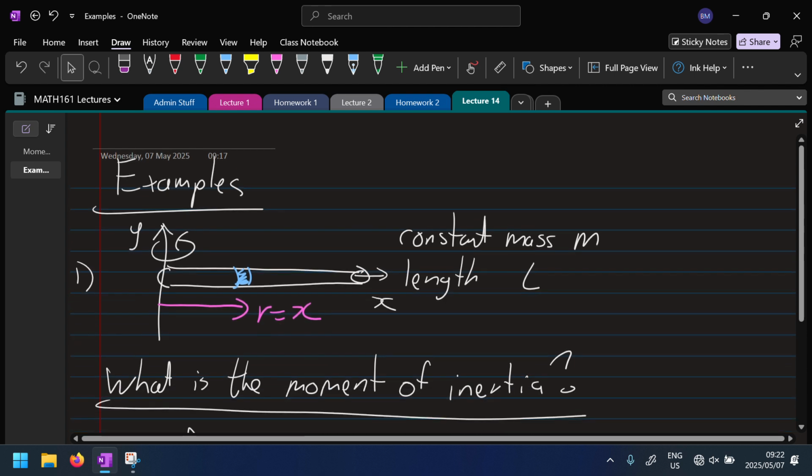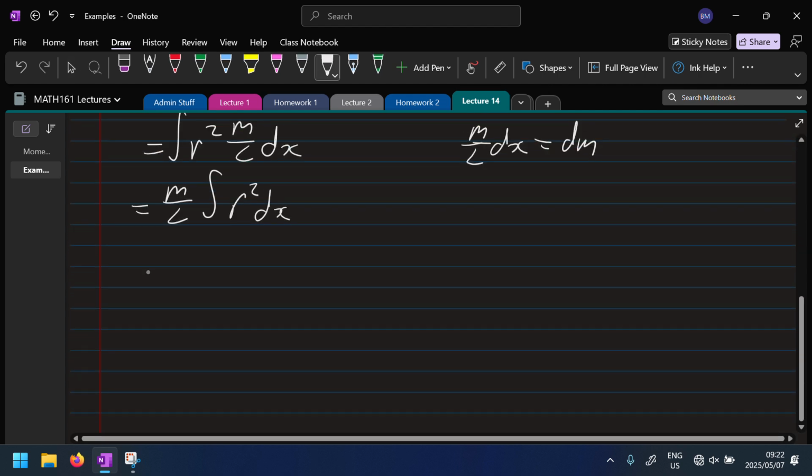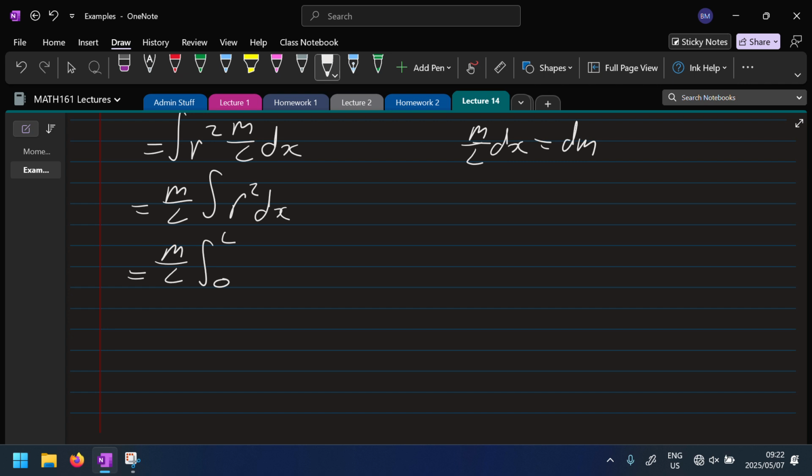What about the bounds? Well, we're integrating over x, so we're going to start from 0, and we're going to end at the length of the rod. So here we start at 0. The length is L, so we go from 0 to L. So we can substitute that now. So we have m over L, integral from 0 to L. R, that was just x. Okay, again, that will change later on. So this will just be x squared dx.